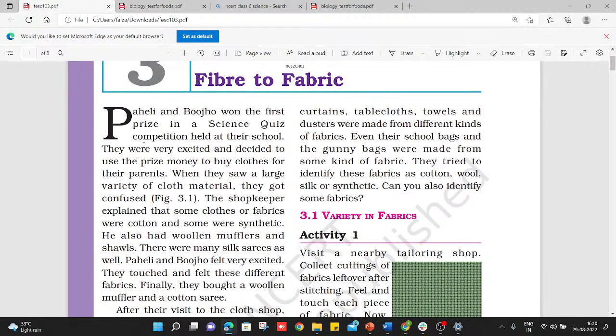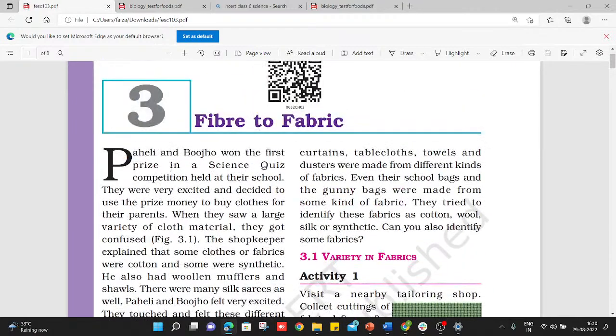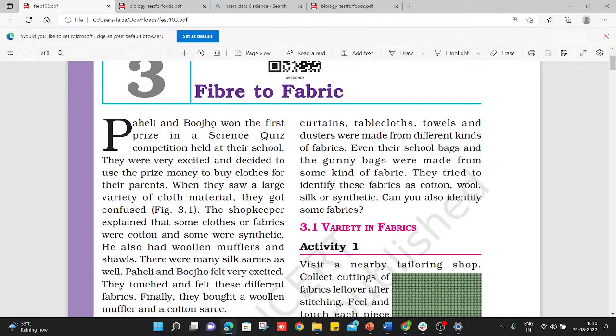Okay, so let's read something about it and then we'll discuss it. Paheli and Bujo won the first prize in a science quiz competition held at their school. They were very excited and decided to use the prize money to buy clothes for their parents. That's a really good thing, I really appreciate that. When they saw a large variety of clothes material, they got confused.